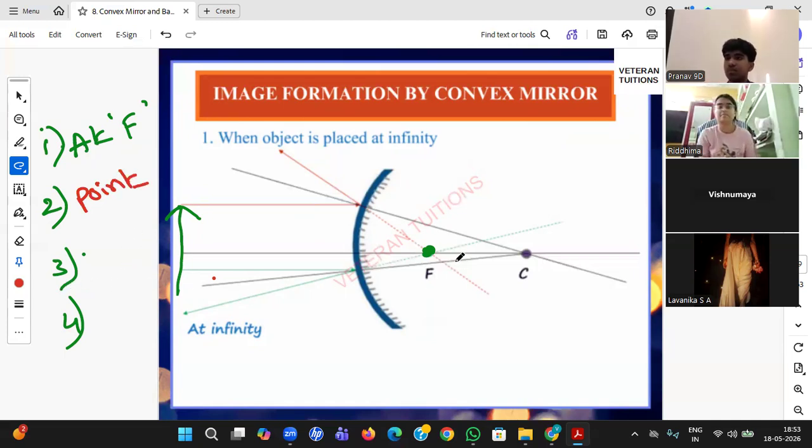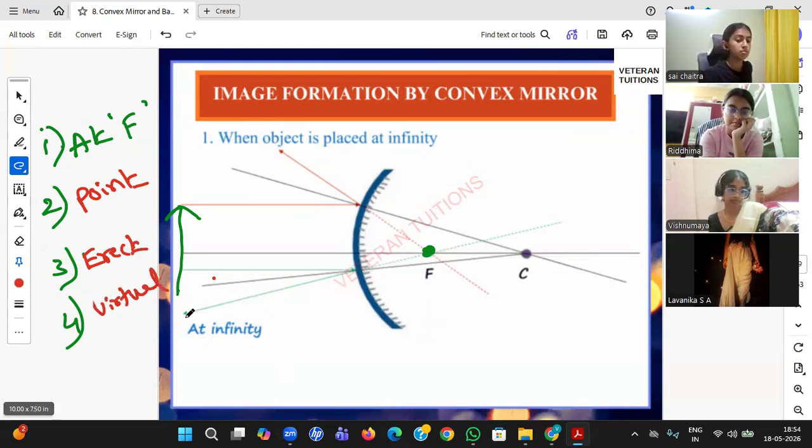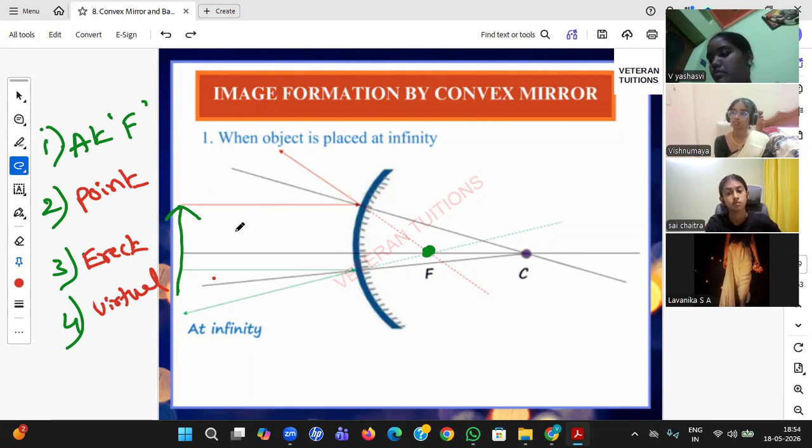Riddhima, can you say whether it is erect or inverted, beta? It will be erect. Erect. If erect comes, the word virtual will come. Why, beta? Why is it virtual? Because the image is formed behind the mirror. Not probably. So you are considering this side as behind the mirror. I'll consider this side as behind the mirror. There is no reference for that. Anybody? Why is it virtual? Because the rays appear to meet, they are not actually meeting.